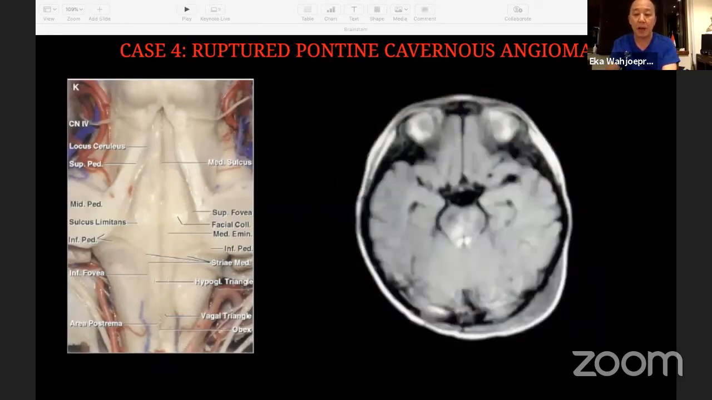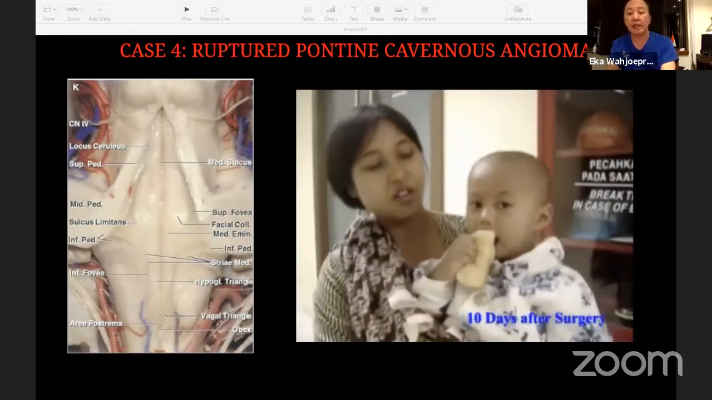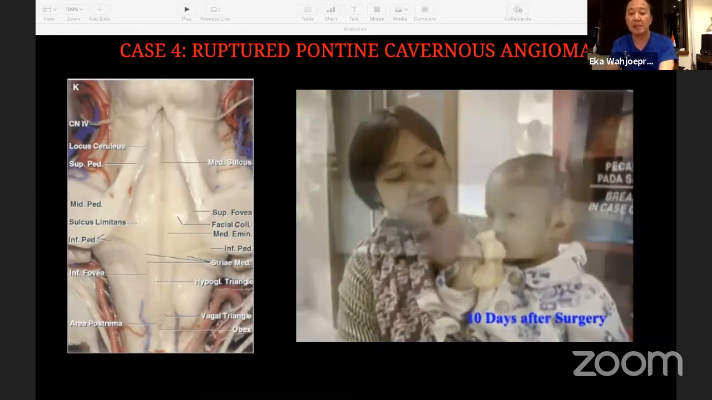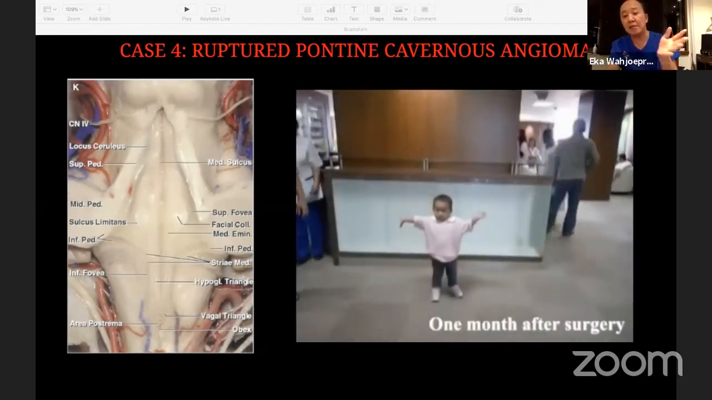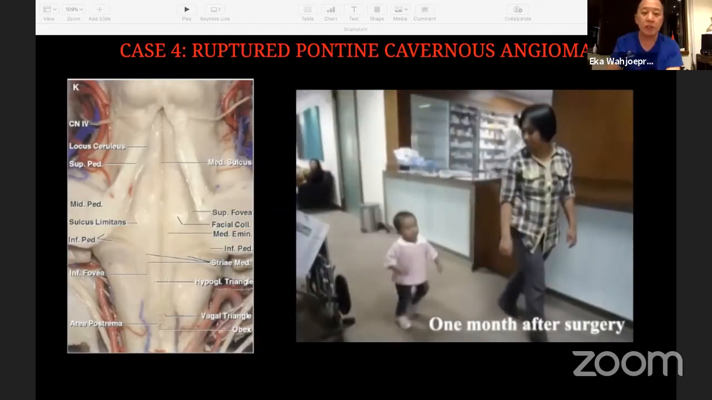This is the post-op MRI. You can see here, and again, this is a young girl. Ten days after surgery, still plegia in the left extremities. But one month later, you see she recovered very soon because again, in children, there is more indication. So this is the pontine cavernous angioma with bleeding inside the capsule.